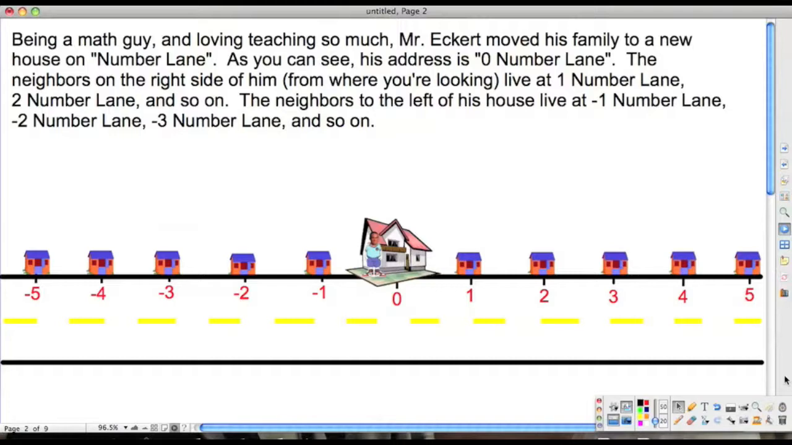Because I'm a math guy and because I love teaching so much, I moved my family to a new house, and the name of our street is Number Lane. As you can see, my house is on 0 Number Lane. The neighbors to the right have addresses 1 Number Lane, 2 Number Lane, 3 Number Lane, and so on. The neighbors to the left are -1 Number Lane, -2 Number Lane, -3, -4, -5 Number Lane.